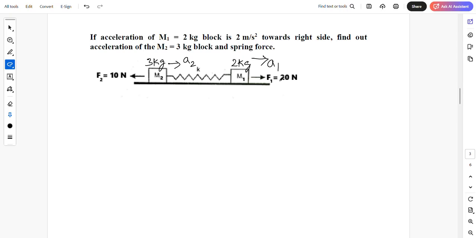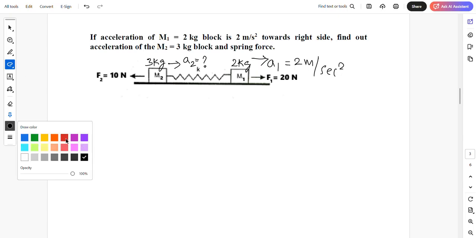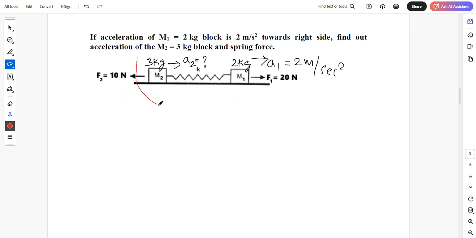Now a1 is given as 2 meters per second square. We are supposed to calculate a2, which is equal to question mark. Now I will use the system boundary. If I use the system boundary, see here, this is the spring force kx, and this is also the spring force kx.